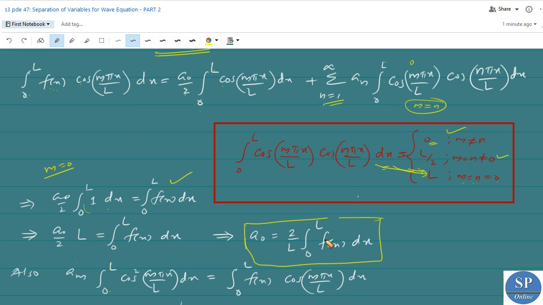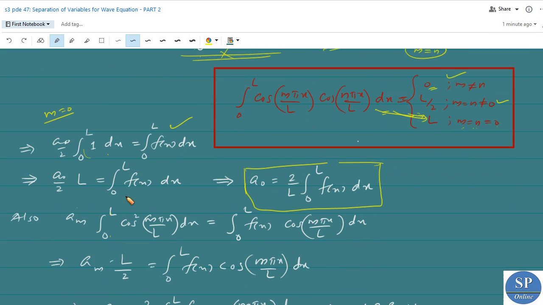Okay, so in that case it will be 0 because we are taking only the value n equal to m only. Okay, we are not taking m equal to 0, n equal to 0, right? So this will be 0. So from this we get a m equal to L by 2 into integral 0 to L, because when m equal to n, we have the value of this integral equal to L by 2, that is cos square m pi x by L dx.